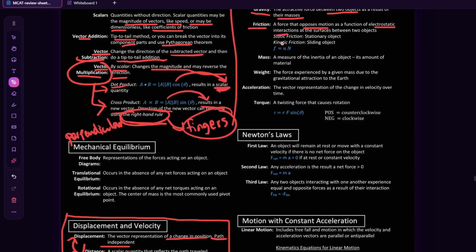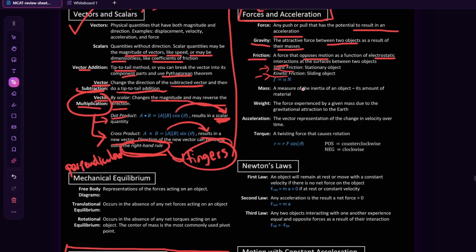So okay, let me try to explain this. When you have two surfaces touching each other, you have tiny electrical interactions between their surfaces, and they're resisting each other. That resistance is friction. There are two different types of friction: static and kinetic. Static friction is where you have an object that is sitting still, a stationary object, and it's the friction resisting the start of a motion. It resists any start to motion.